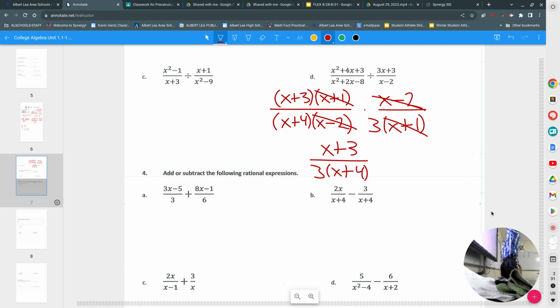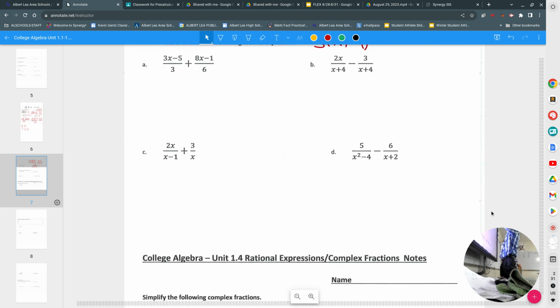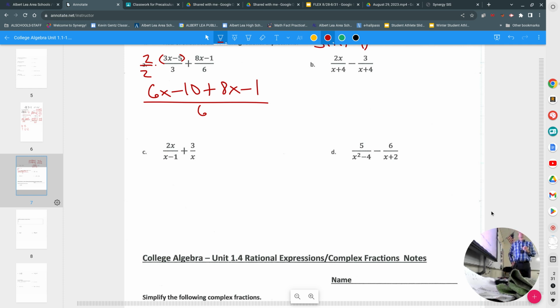In order to add or subtract rational expressions, what do you have to have? Common denominators. And so the common denominator will be 6. I'll multiply the top and bottom by 2. Please make sure that you're distributing the 2 through to both pieces. I have a 6x minus 10 plus 8x minus 1. That all sits over my new denominator, which is 6.